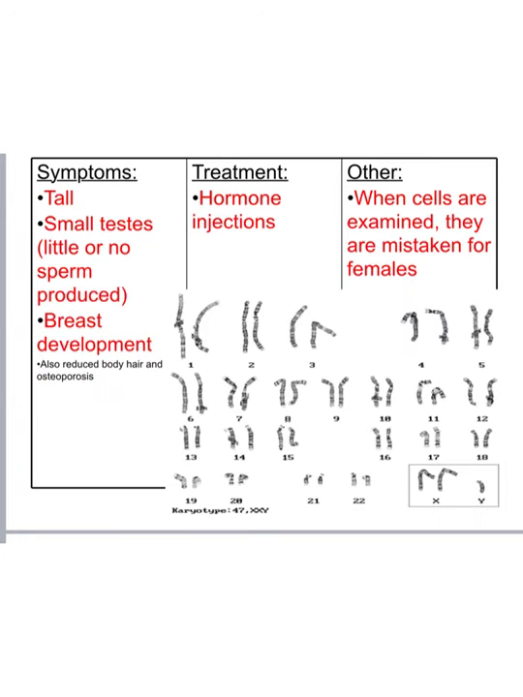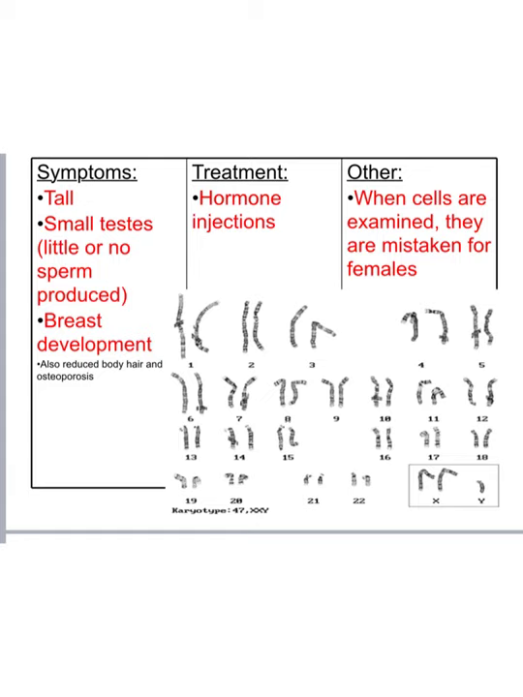For symptoms, they are typically tall. They have small testes, which means they produce little or no sperm at all, so they will probably not produce a child. They develop breasts because of that X chromosome during puberty. Other minor symptoms you do not need to write down. They have reduced body hair, and they end up with osteoporosis, which is a problem with their bones. Treatment is hormone injections like testosterone.